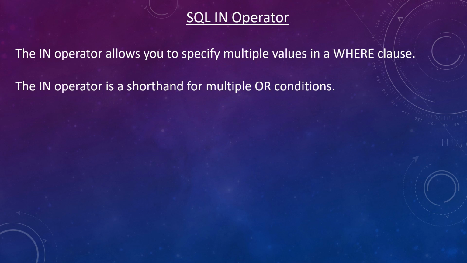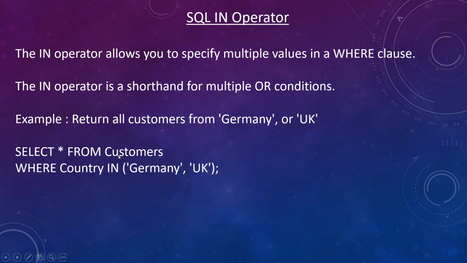So we will take one example and try to execute that query in SQL Management Studio. We have one table named customers, and I am interested in returning all the customers from Germany or UK. There are a certain number of countries in this table, and I only want to get all the columns where country lies in Germany and UK. This is how I will write the IN operator, where country then IN, and then I will use brackets and mention the names of countries separated by comma.